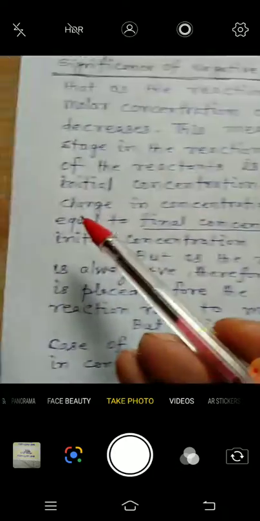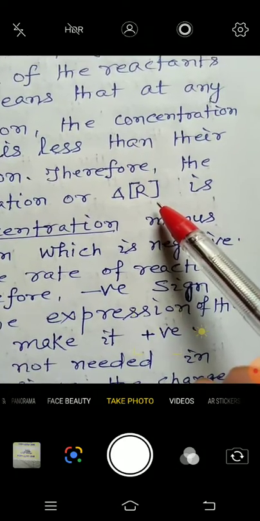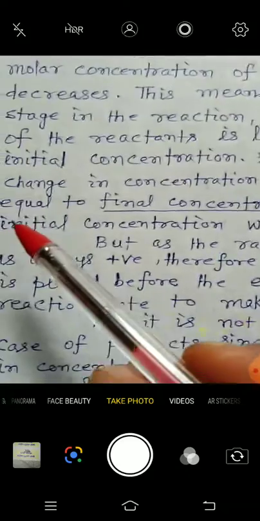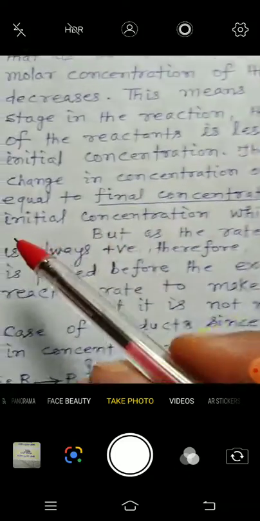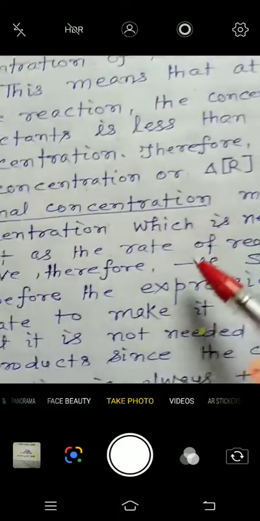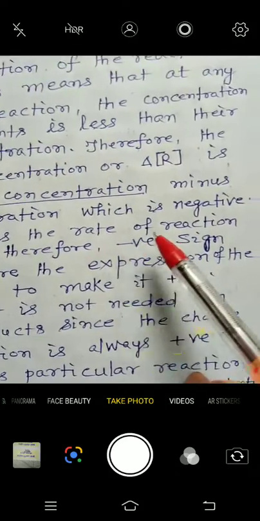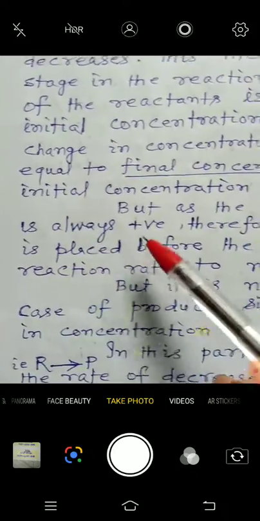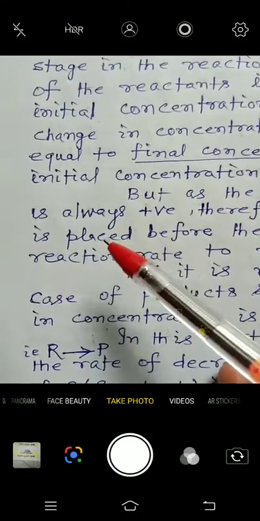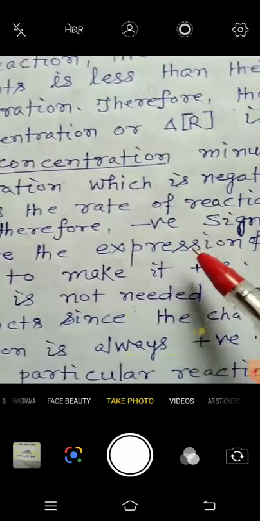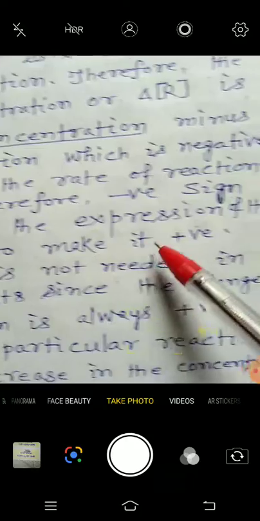Therefore, the change in concentration, or delta molar concentration of R, is equal to final concentration minus initial concentration, which is negative. But as the rate of reaction is always positive, therefore a negative sign is placed before the expression of the reaction rate to make it positive.